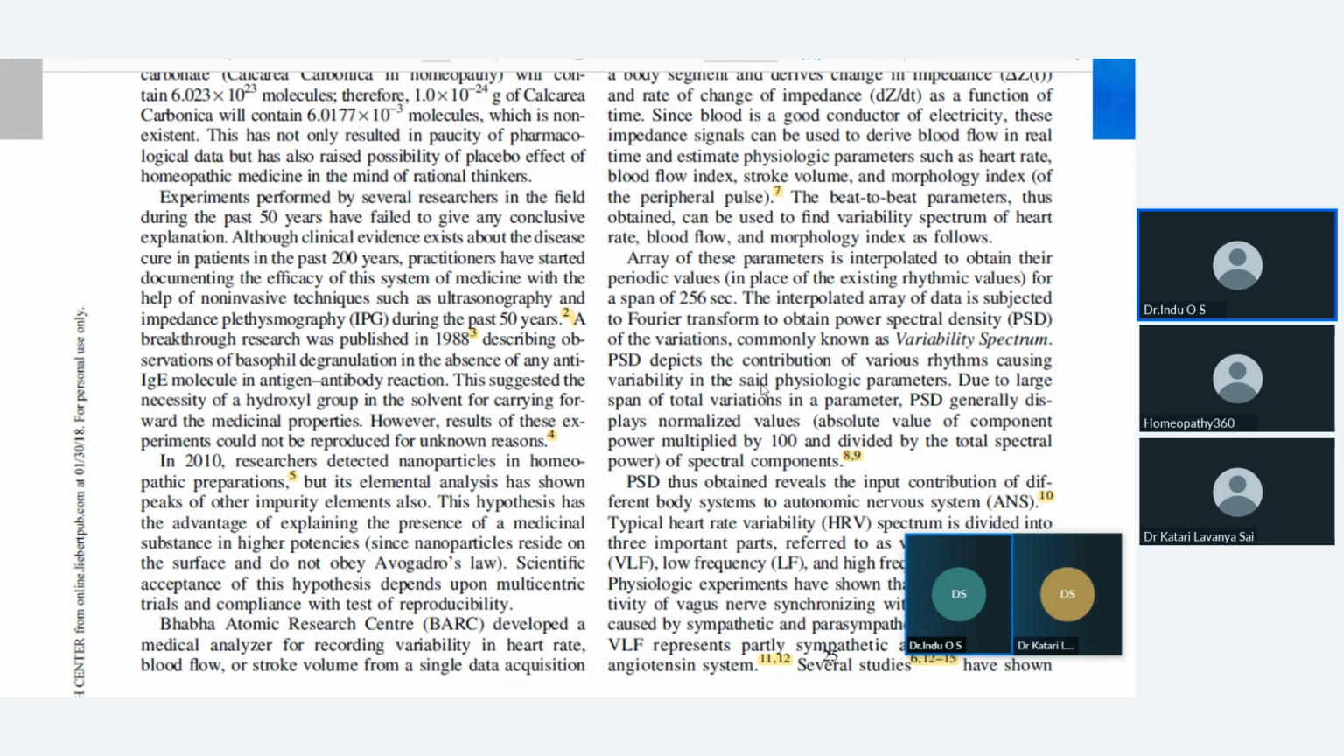And you can see here 8 comma 9, then 10, 11, 12, 6 comma, the last reference is also included, then 12, 13, 14, 15 all are included, comma 12 to 15. So this is the way to give in-text citations.